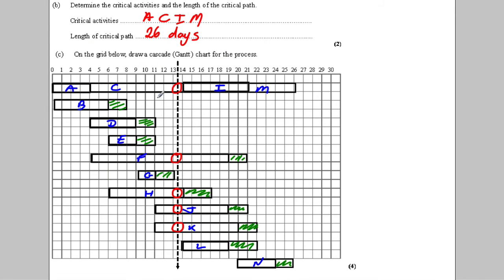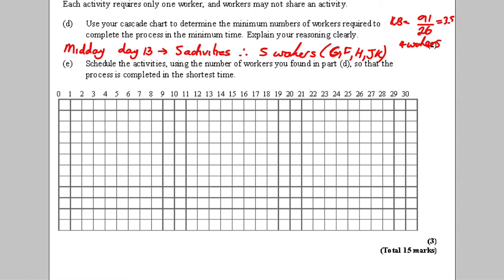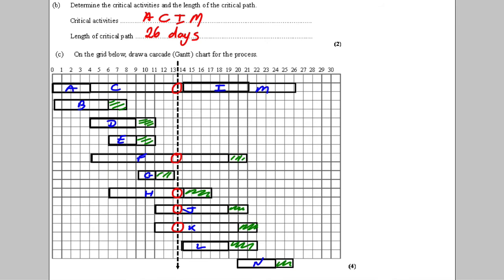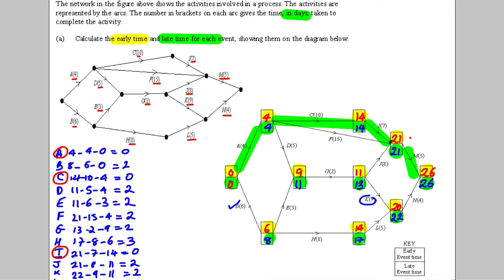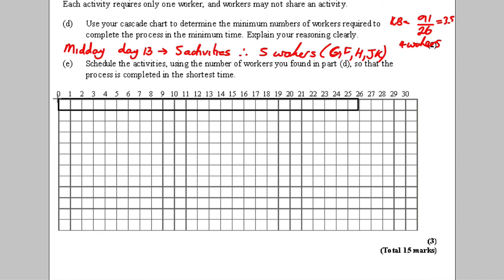So clearly I'm going to have the critical path along there. I think that went up to 26. So A was, let's just look back at the original, it was 4, 10, 7 and 5. So it's going to be 4, 10 along here, 7 and 5. And they were activities A, C, I and M. So they were A, C, I and M.